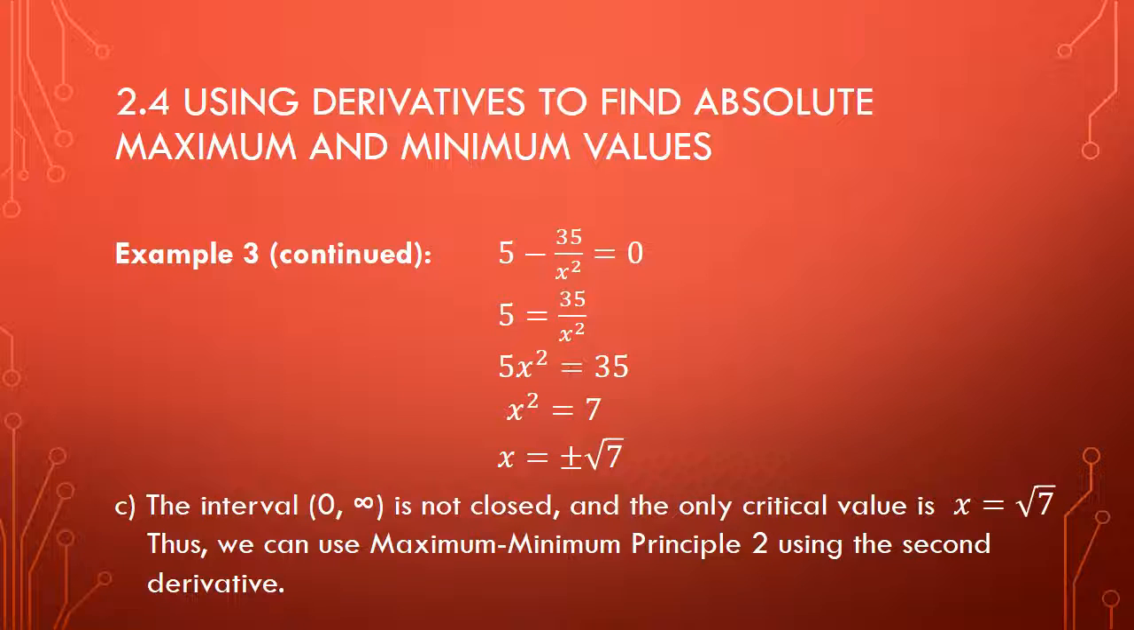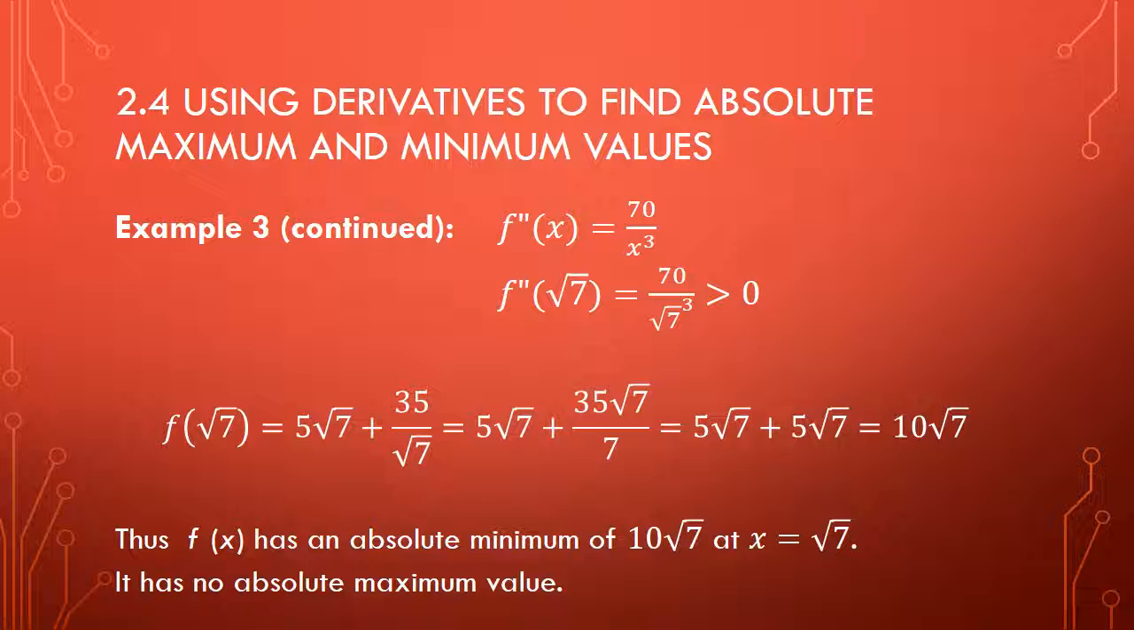Okay, so here you see that we have solved for where the first derivative equals 0. We get plus or minus square root of 7. However, negative square root of 7 is not in the defined interval. So the only critical value we have is the square root of 7, and then you can use the second derivative and check it and see if this is an absolute maximum or minimum.